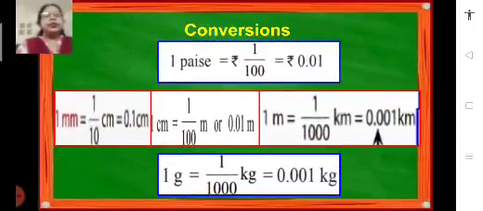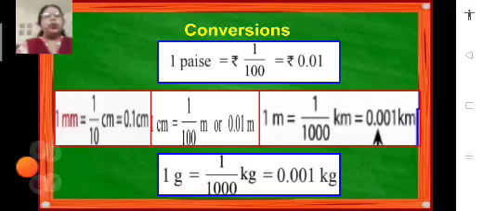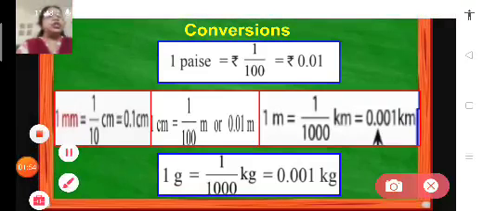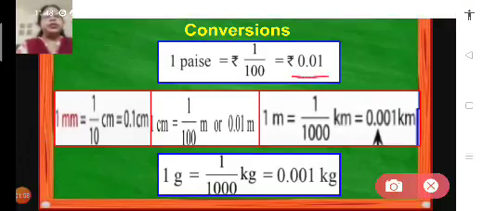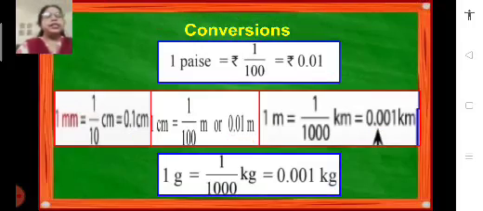So these are the conversions which we use in our daily lives. So 1 paise is equal to 0.01 rupees. 1 millimeter is equal to 0.1 centimeters. 1 centimeter is equal to 0.01 meter. 1 meter is equal to 0.001 kilometer, and 1 gram is equal to 0.001 kilogram. Now let's see how we solve problems based on this.